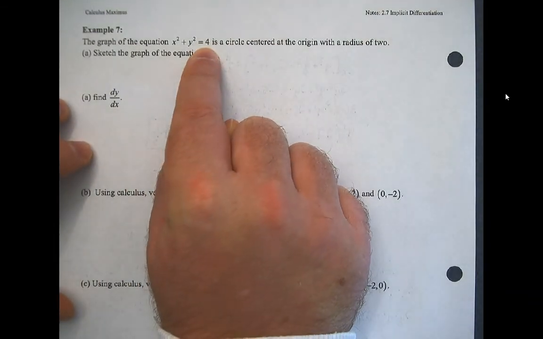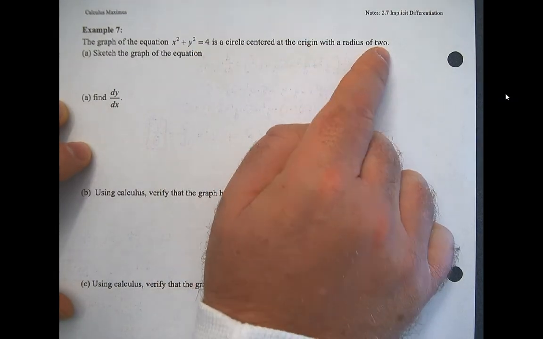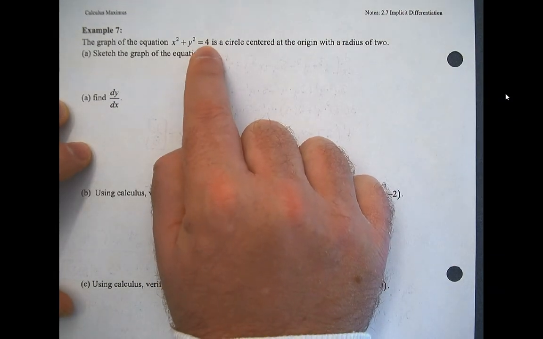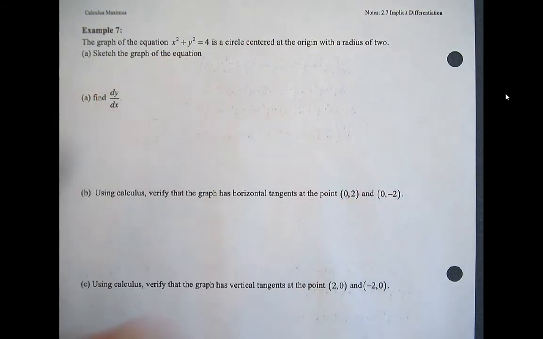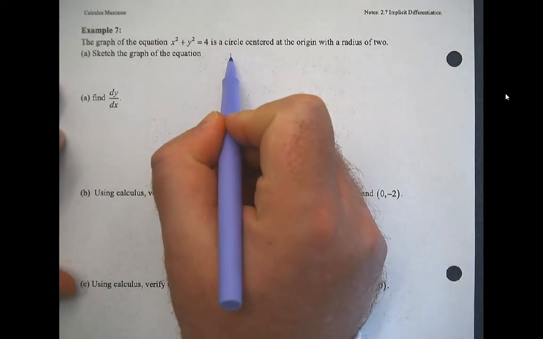If I change this to a 16, this would become a radius of 4. If I change this to a 49, this would become a radius of 7. Anyway, sketch the graph of the equation. So let's start off fairly easy. We're going to make a sketch.